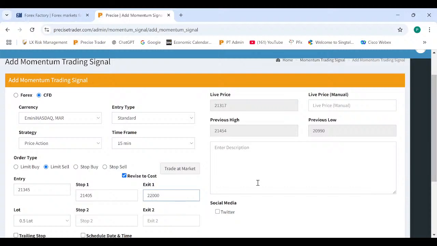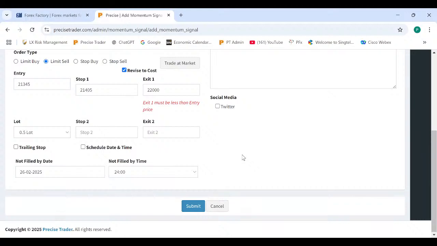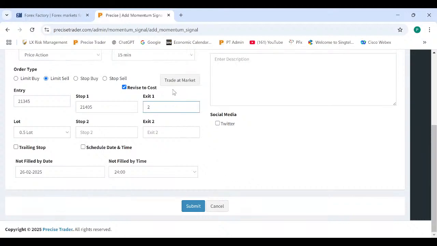We'll see whether we can rearrange the, sorry, 21200. Okay, 145 pips.